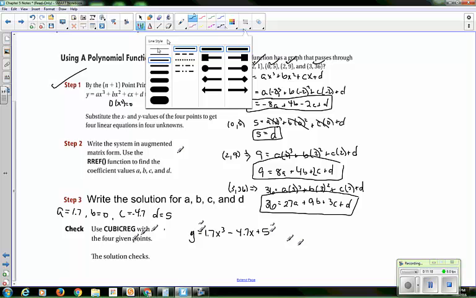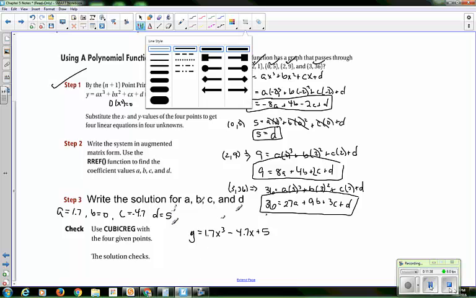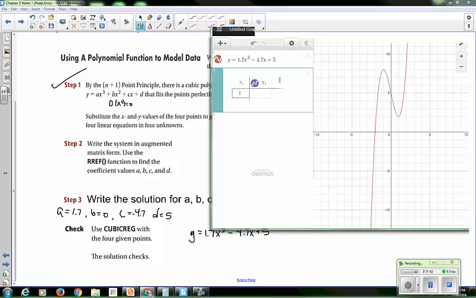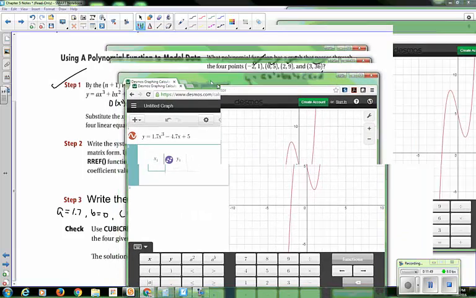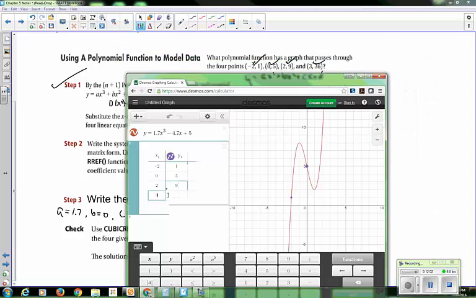And then we're going to use cubic regression with the 4 given points and check the solution. So I'm going to go ahead and go to Desmos and graph. So let me show you how to plot the points instead of just regular graph. So I'm going to put these 4 points in, negative 2, 1, 0, 5, 2, 9, and 3, 36.